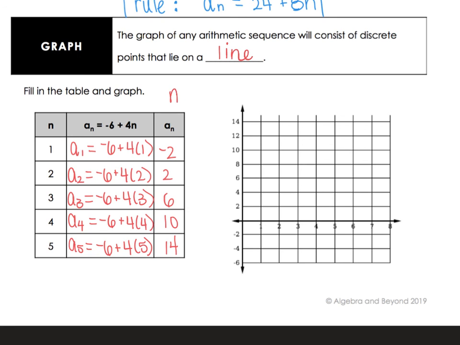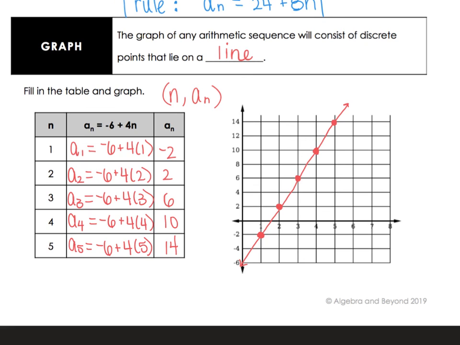So these are all points. Remember, it's n, comma, a sub n. That's how you can plot these points. So the first one is 1, negative 2. My second one is 2, 2. My third one is 3, 6. And you can see they're nicely going in a line. 4, 10. 5, 14. So we'll be able to connect these. And this problem's done. You can see it's a nice line.